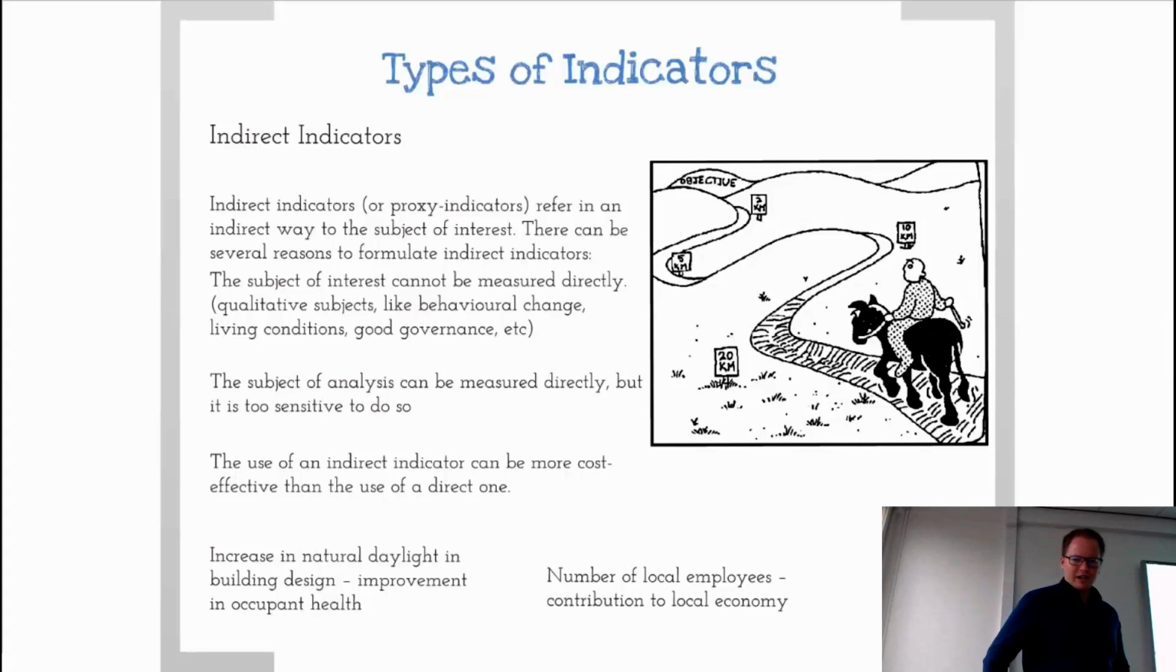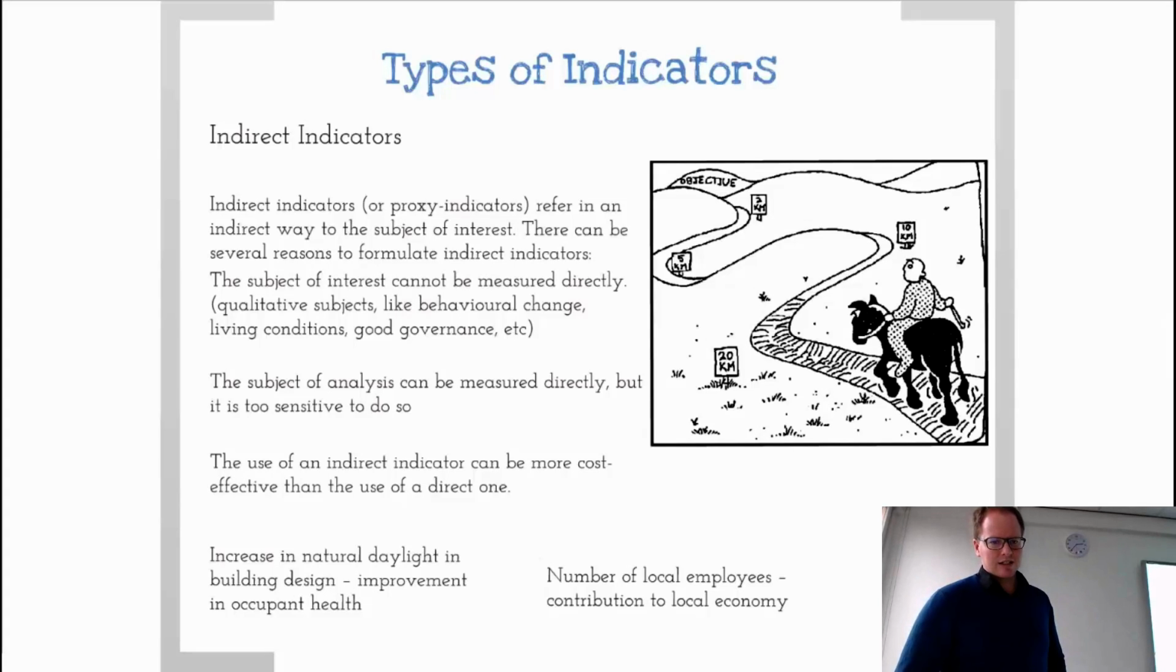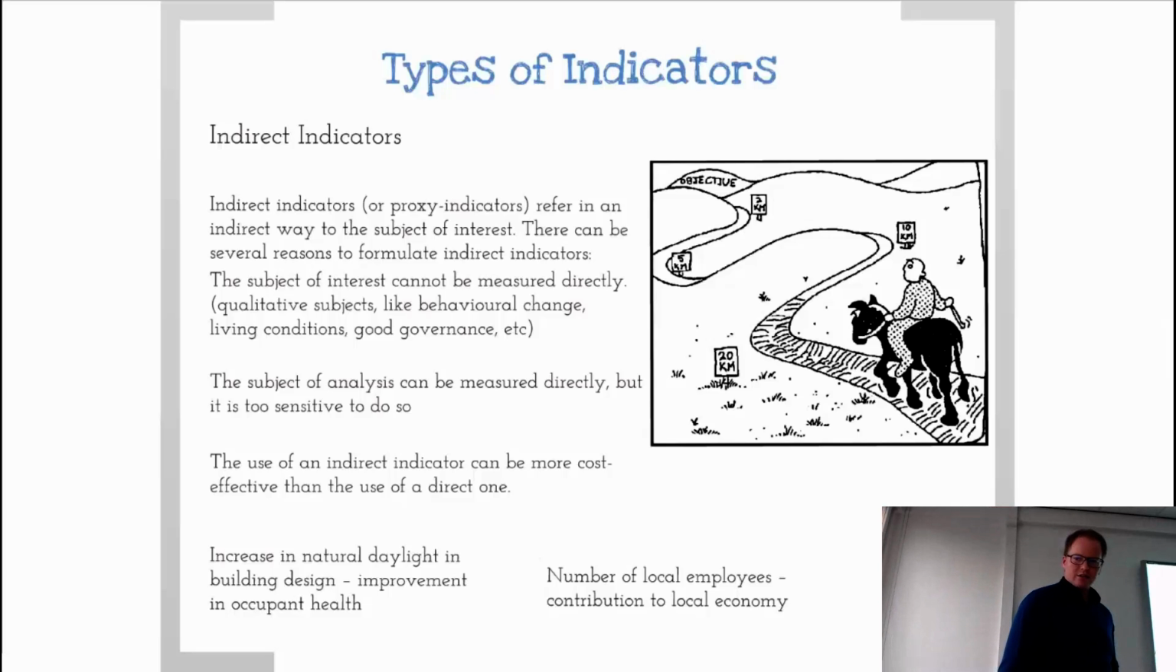The subject of analysis can be measured directly, but it is too sensitive to do so. This is another typical example. Has anybody experienced this? A subject of analysis can be measured directly, but it's too sensitive to do so, or you get no response, or people will probably try to manipulate it. What could that be? Are we measuring the right thing then? What could that be? Is there something that comes to mind?